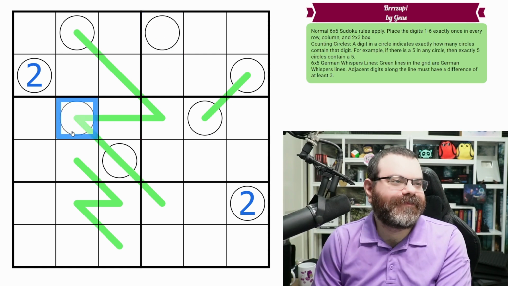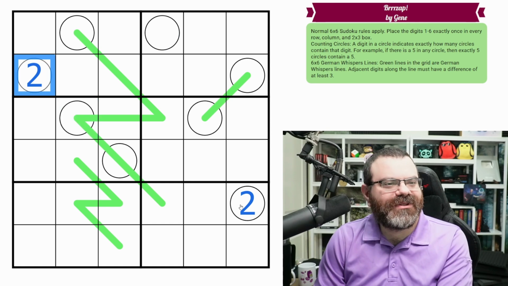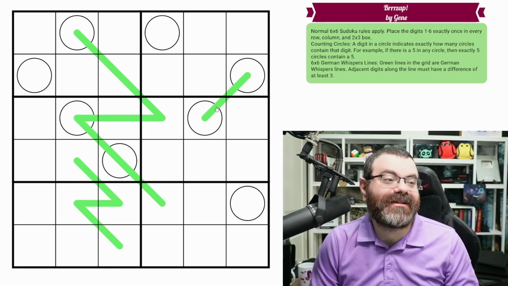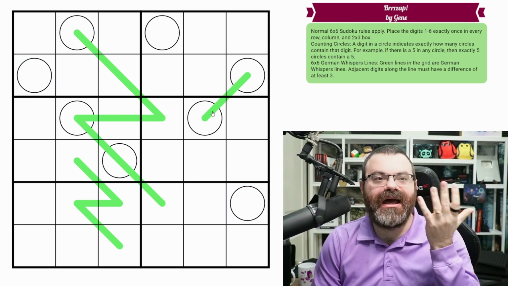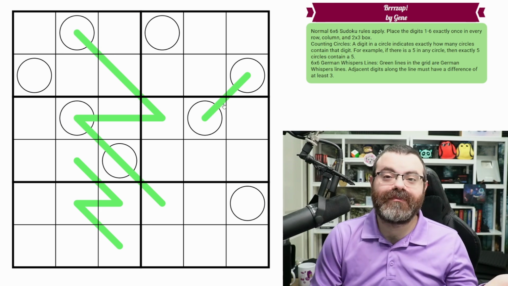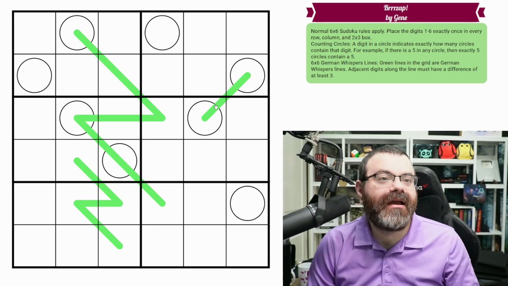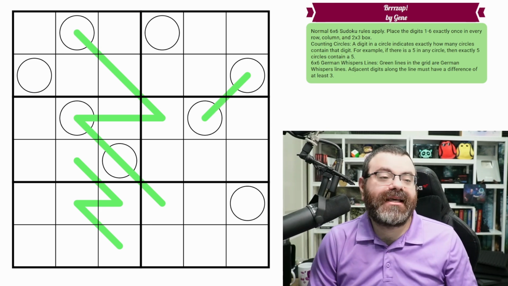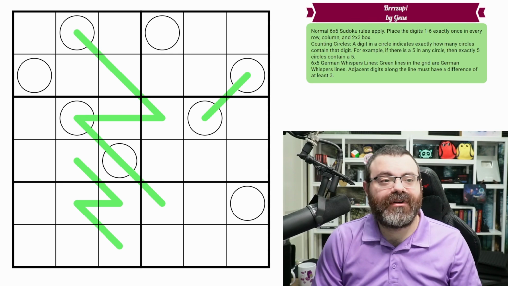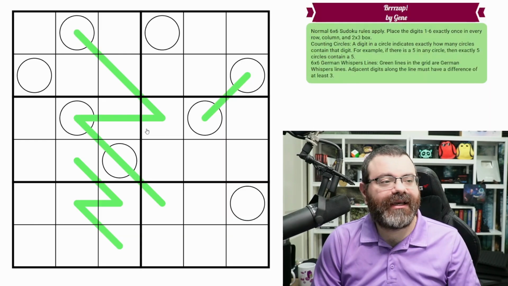But anyway, with the 2 there and there. Anyway, so that's just how counting circles work. If a digit does not appear in the circle, then it does not appear in the circle, which is a tautology. All right, and that's it. Those are the rules. There's a link in the description if you'd like to try the puzzle yourself. And I'm going to get started right now.